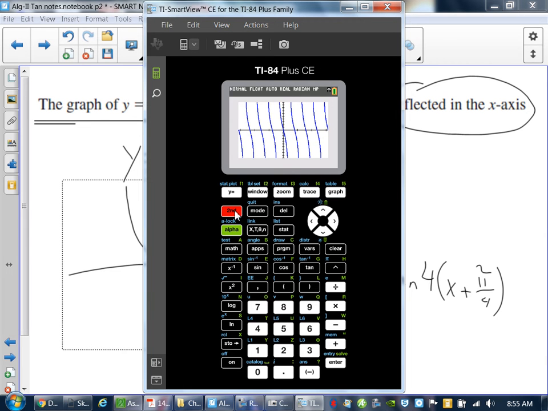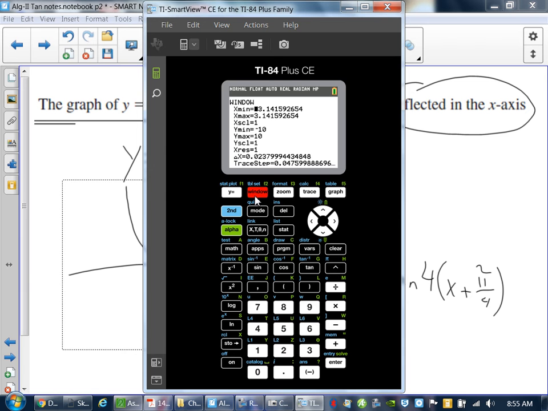Oops, wrong button. I can literally type in negative pi over 4, and leave that like that, and put that in again. See how it automatically recalculates it? It'll do that for you.